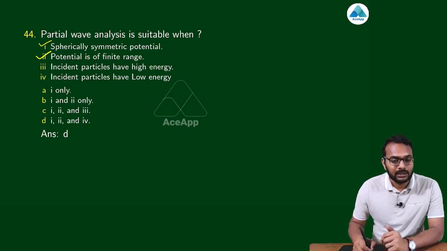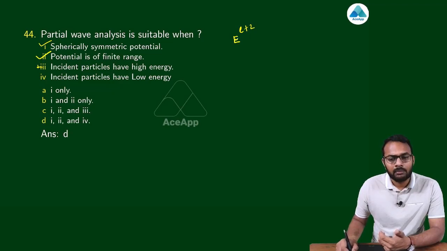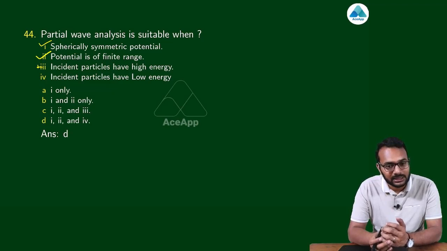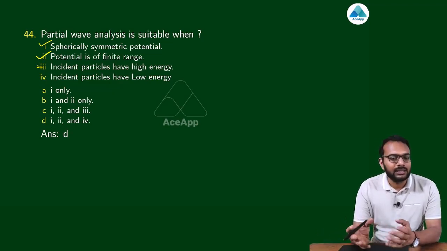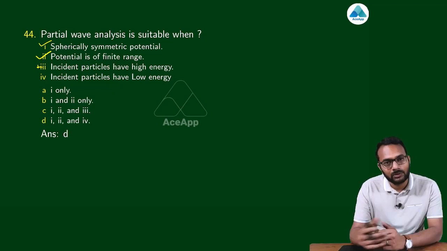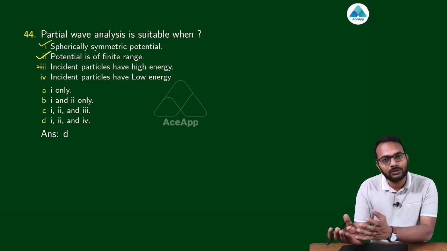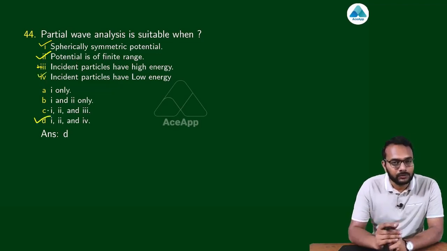Incident particles have high energy? No, we need incident particles of low energy. Only for low energy can we use partial wave analysis, because we saw that the energy dependence goes like E raised to l plus 1/2. You can check the notes. We write the partial wave expansion as a series summation, and to get a considerable contribution from just the first few terms, it should be low energy. At high energy, the higher order terms will also start contributing, and then it's difficult to use. So low energy is the best. For zero energy scattering, you only need l equal to 0, the s wave result. So it is 1, 2 and 4.